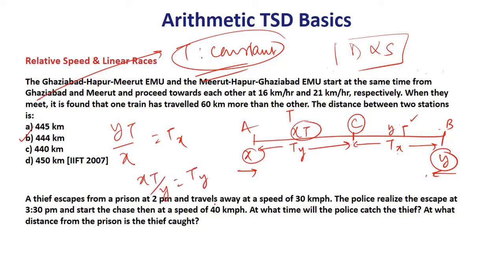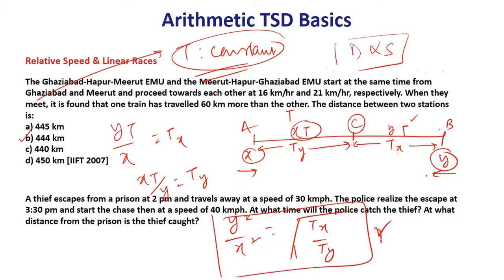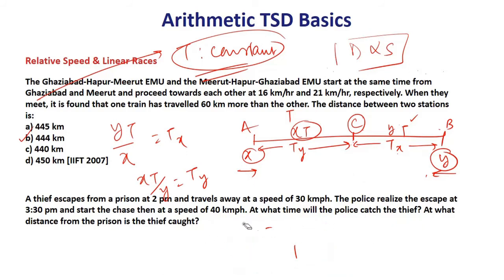Right? So if you just divide it, you will realize y square upon x square is equal to tx upon ty. You can use this. So y upon x is root over tx upon ty. An important formula you can use. There have been several questions on this concept in CAT. So just remember this, and practice a few questions along this line also. And if you have to calculate distance also, you can calculate, because now you know the speeds as well.